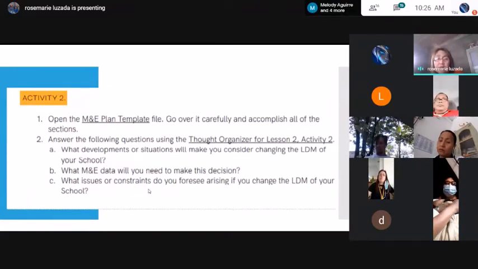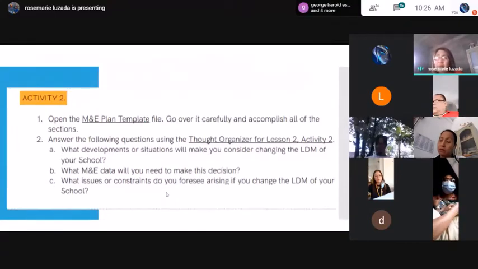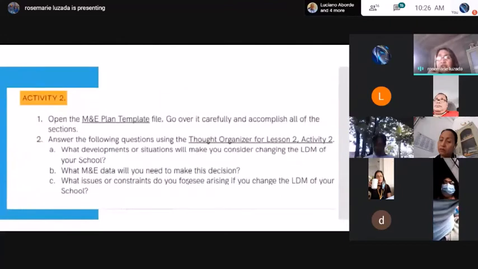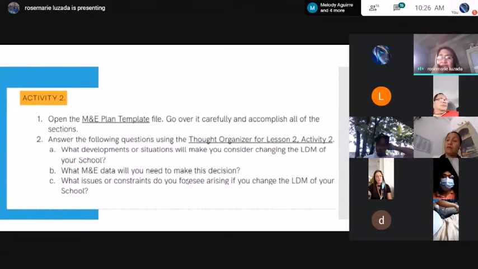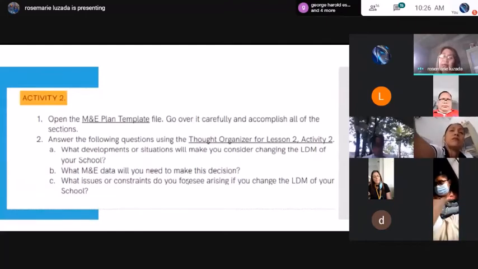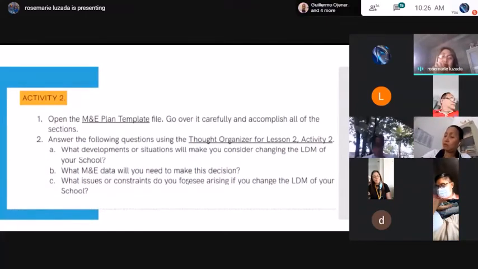And after checking or monitoring those activities we had in delivering LDM, we have chosen, for example, from modular to blended learning. What is the reason why we changed the LDM of our school? So there are many reasons why we decided to change the LDM of our school, assuming this is what we do.